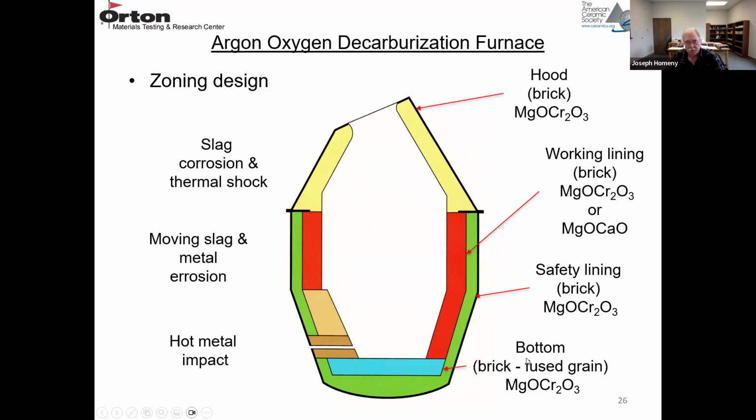And then the bottom is a mag chrome brick, but it's usually a higher quality, so it's a fused grain, much more dense grain is used in the bottom. So that's what an AOD vessel looks like.